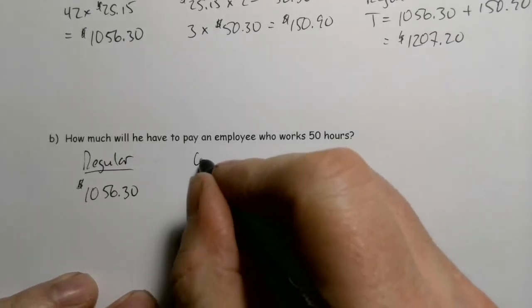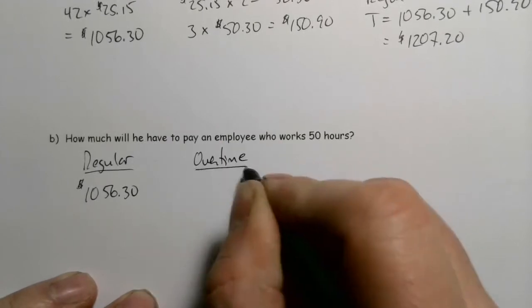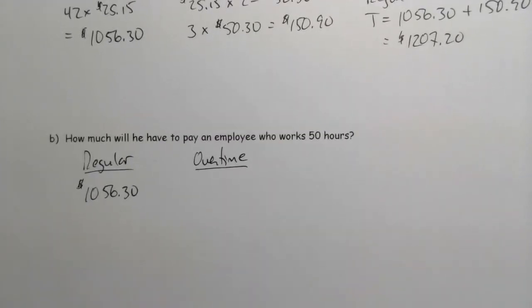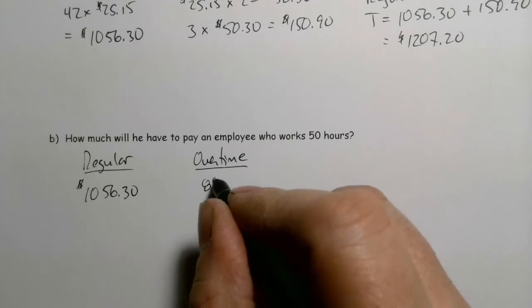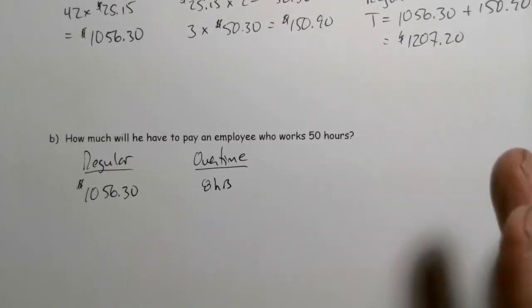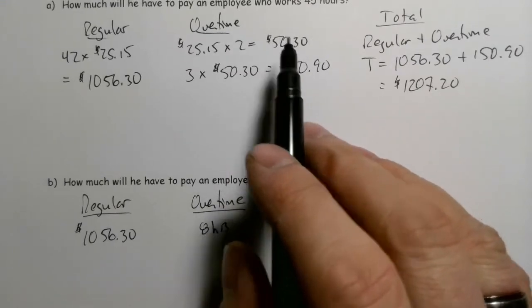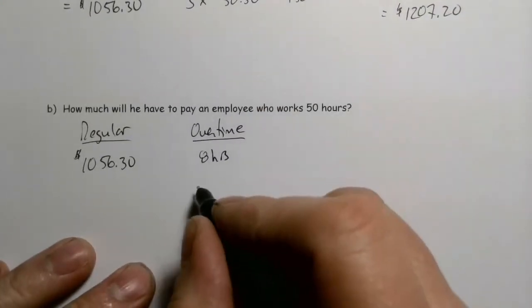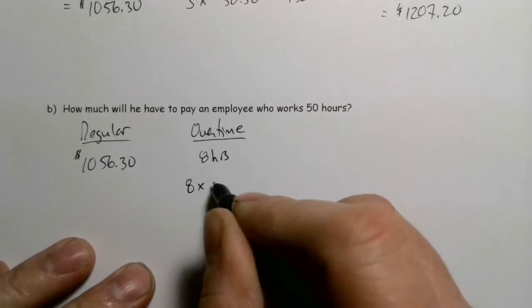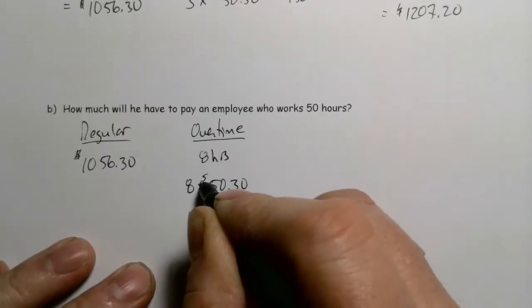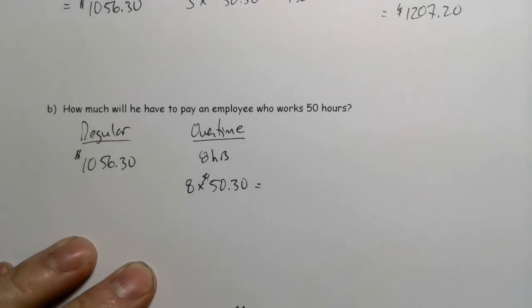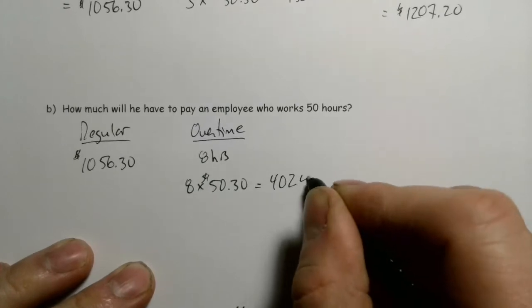The difference here is that our overtime, if the employee is working 50 hours, but their regular work week is 42 hours, that means they went 8 hours over. We have already figured out what the pay is for an overtime hour. It's going to be $50.30. So this is going to be 8 multiplied by 50.30. Okay, so 50.3 multiplied by 8 will be $402.40.